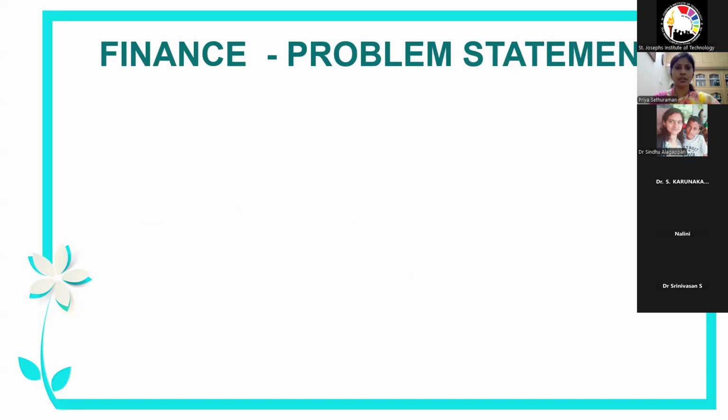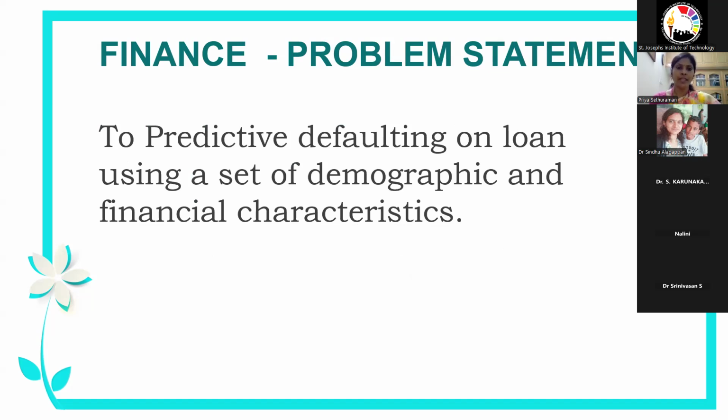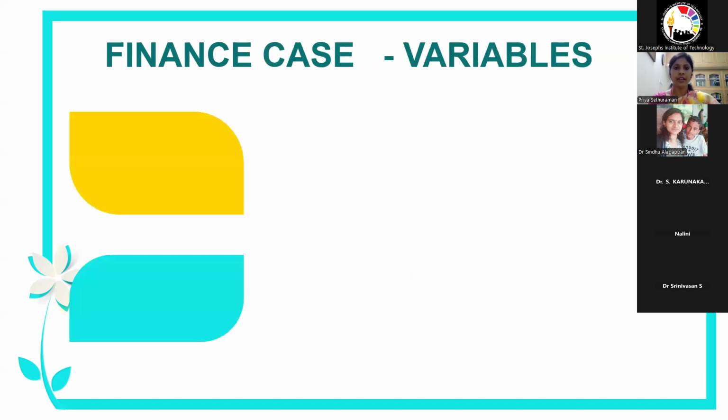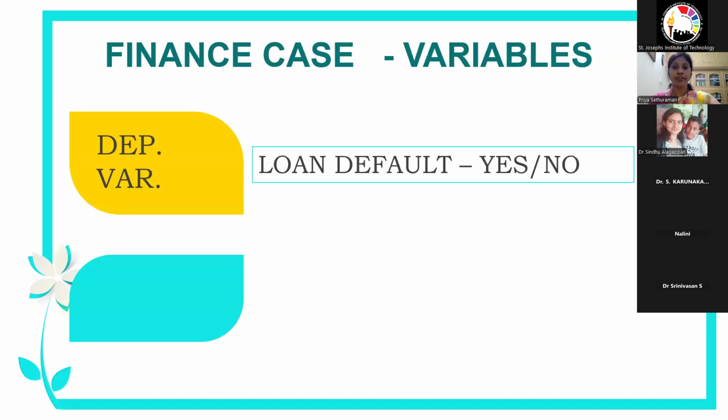Okay, so I will explain it to you once I show you. Now I'm going to explain a particular problem from the finance domain. Let the problem statement be to predict defaulting on a loan using a set of demographic and financial characteristics. Here you first have to define the dependent variable. What is the dependent variable here? I'm going to take it as the loan default. You will have data in which you will know whether that particular customer or individual has defaulted or not. If he has defaulted, it is the yes category, and if he has not defaulted, it is the no category. That is what the dependent variable is.